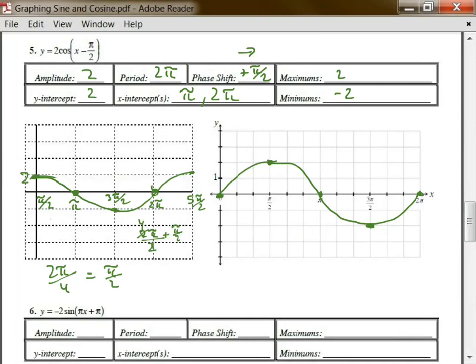Oh, that kind of looks like the sine graph. What? The sine graph is equal to the cosine graph. They call it a cofunction identity, if you add a pi over 2 phase shift to the cosine function. Okay, let's look at the next one.